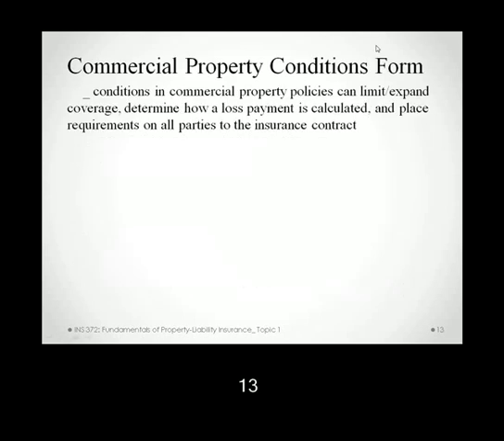Now the next thing we're going to talk about are the conditions. Those conditions can either limit or expand the coverage, or determine how a loss payment will be calculated, or place requirements on all the parties to the insurance contract. So as you think of it, it does not only limit the behavior of the insured, it also poses limitations to the insurance companies. So here are all the conditions that you may find in a commercial property insurance.